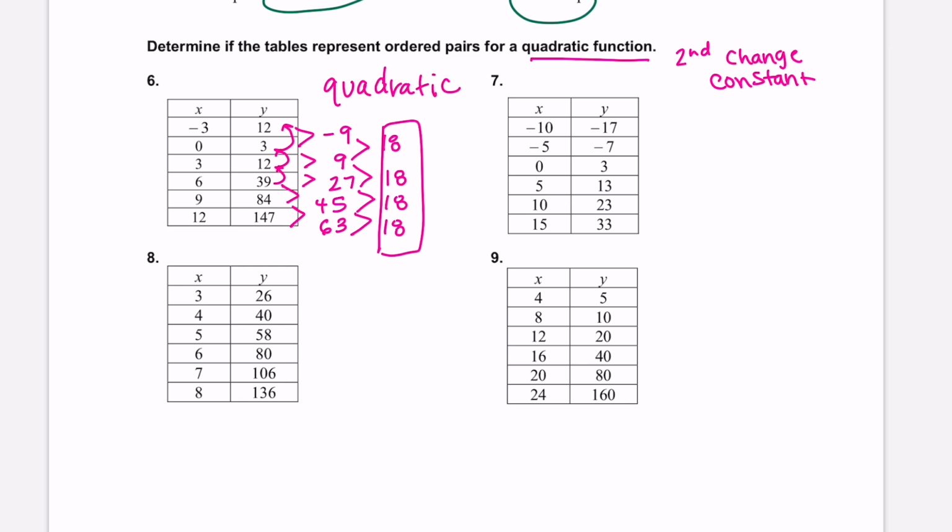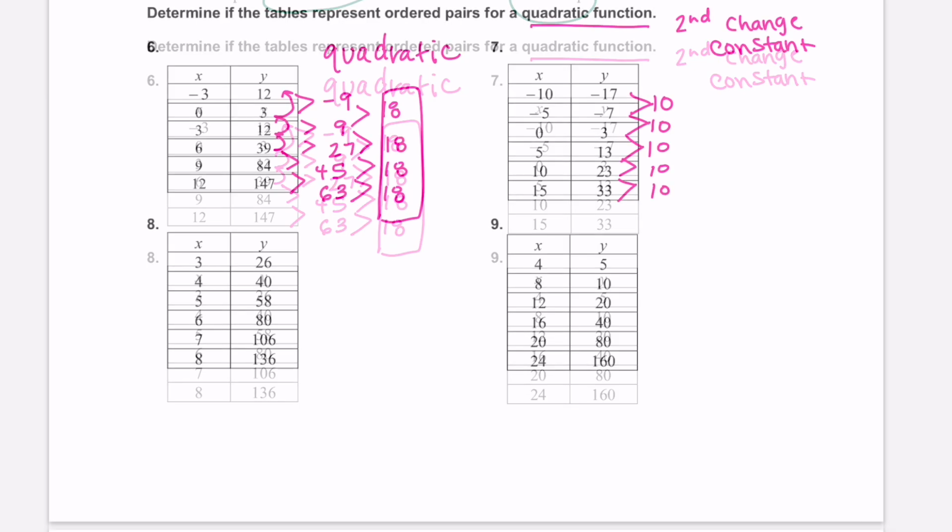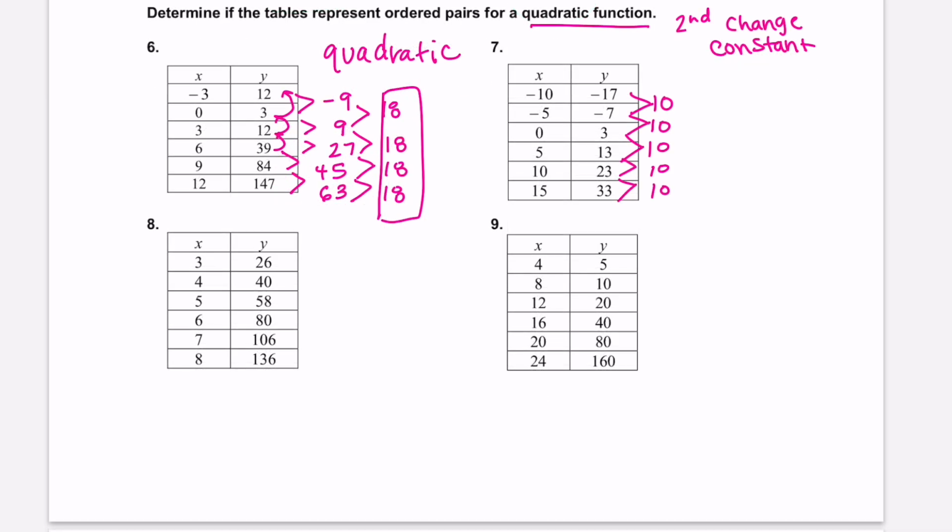Okay, let's go ahead and just do some of the rest of these. I'm just going to do them quickly. Now, number 7, the first change is constant. This is going to be a linear graph. It just goes up by 10 for every 5 that it goes up on the left, and that's a constant change. So that's a linear graph.